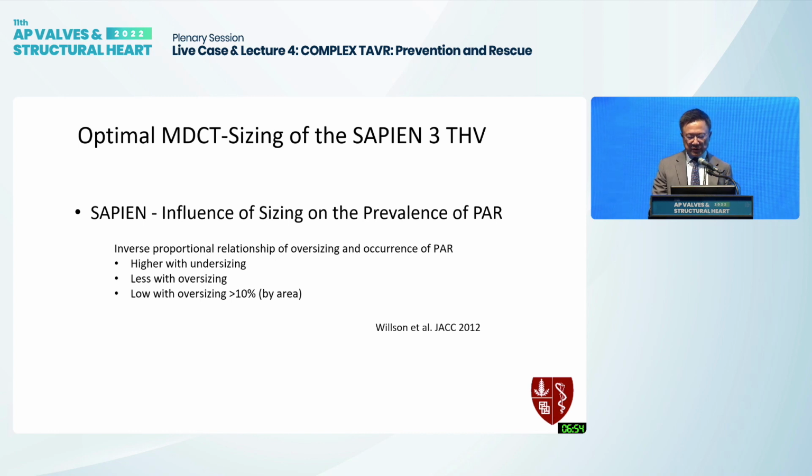This is sort of some of the older data, 10 years ago, for example. The major concern is that if you have sizing-wise either oversizing or undersizing, you could obviously have perivalvular leak or perivalvular AR. And obviously, if you have undersizing, this percentage will be higher, and less with oversizing, and low with probably around 10%. This is kind of the older data using the SAPIEN XT valve, for example.